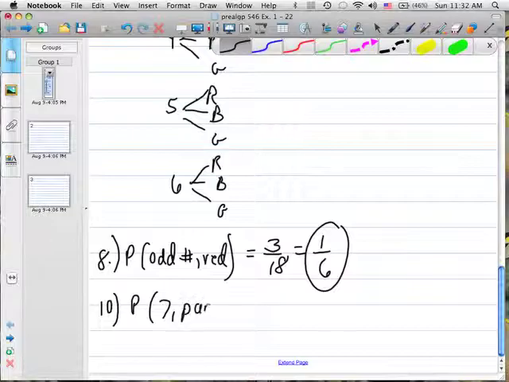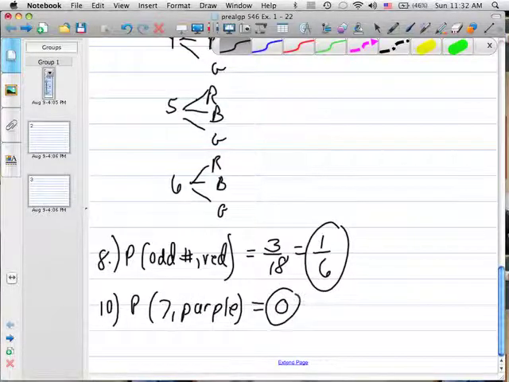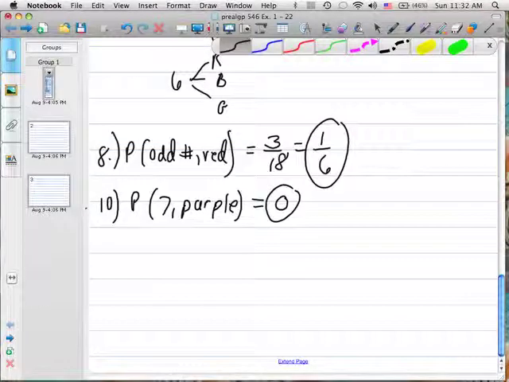Probability of getting a 7 followed by a purple. Well, there were no 7s and there were no purples, so that's 0.